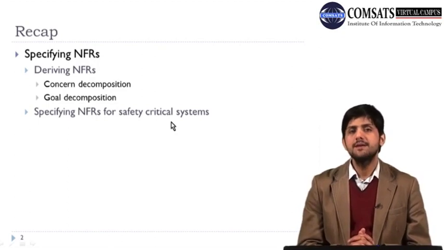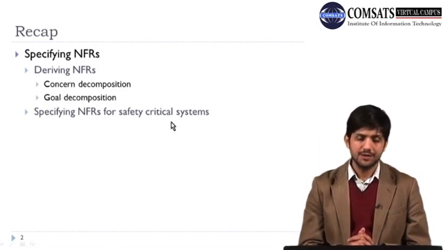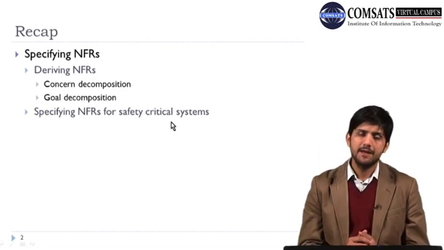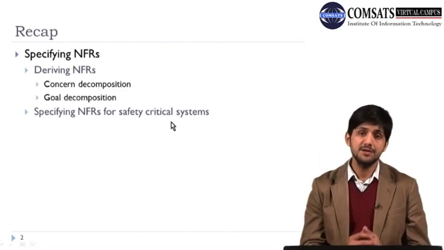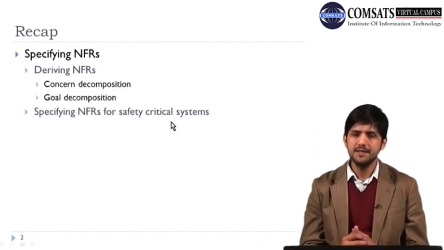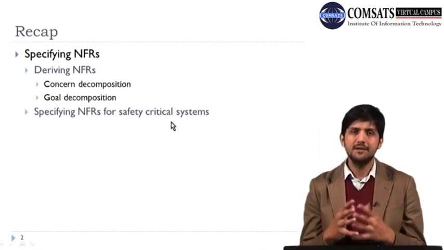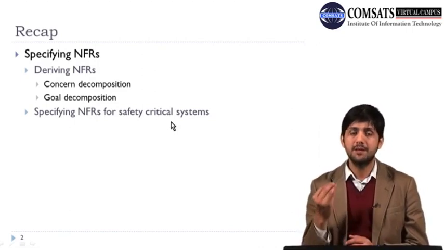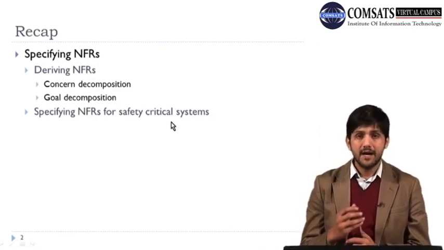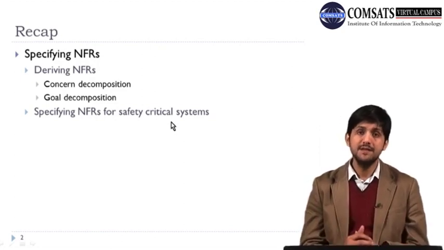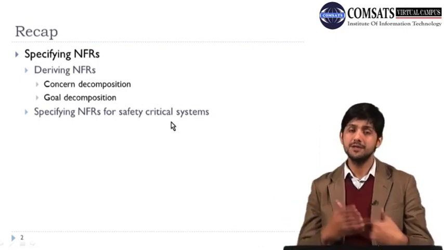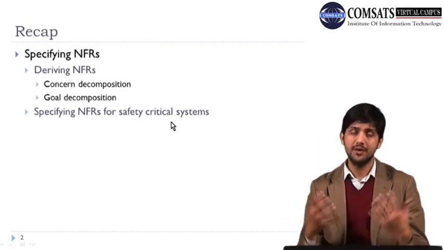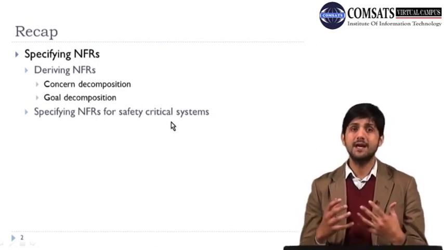Then another topic that we started discussing in our previous lecture was specifying non-functional requirements for safety critical systems. We defined that there are three kinds of safety critical systems: one where human life can be in danger, another are mission critical systems, and then we have business critical systems. It is very important for safety critical systems that these non-functional requirements are met, because more often than not, the failure of these systems is a result of not fulfilling non-functional requirements rather than functional requirements. The functional requirements are always tested and tried, whereas the non-functional requirements at times are not testable.